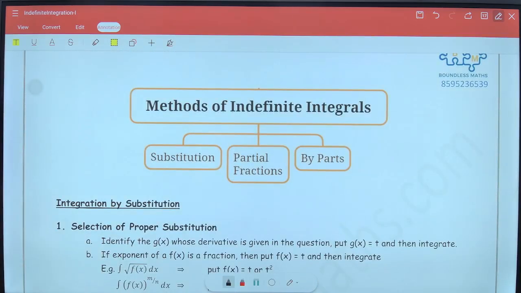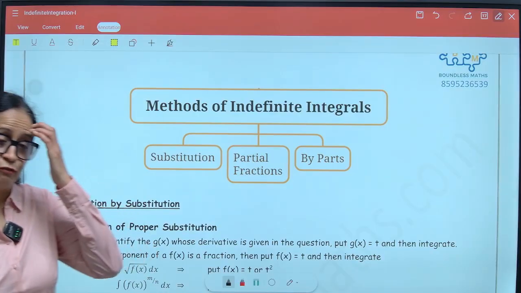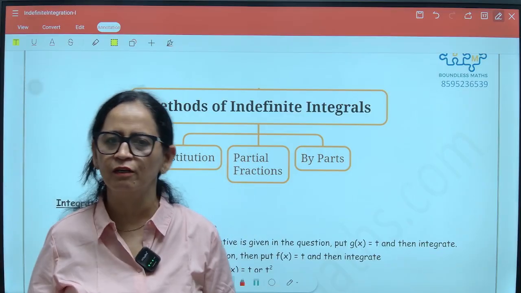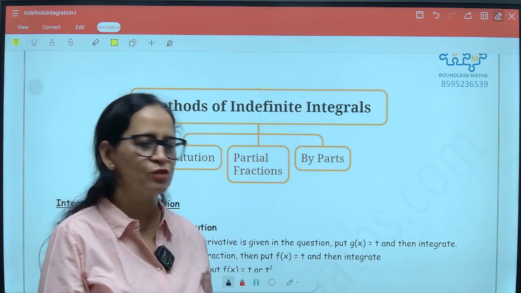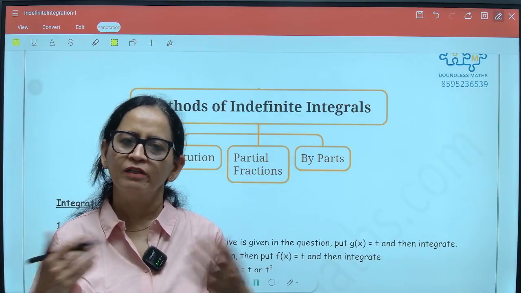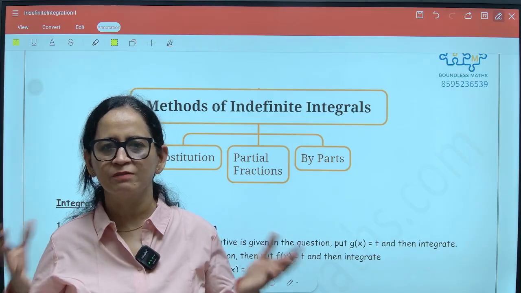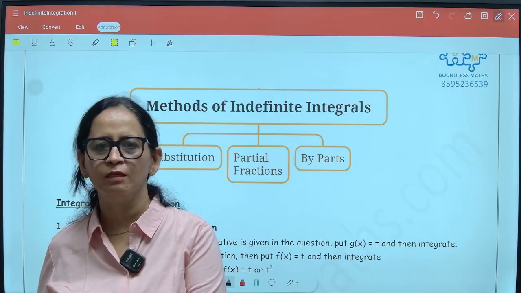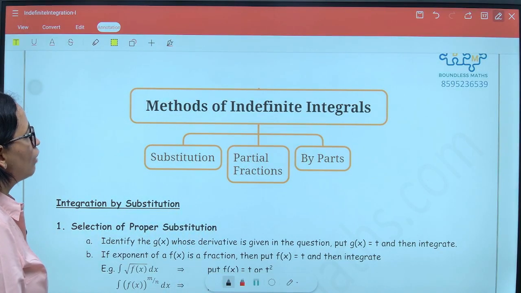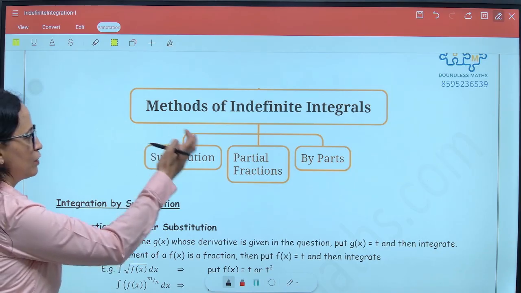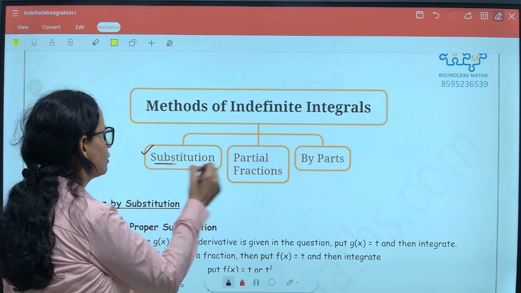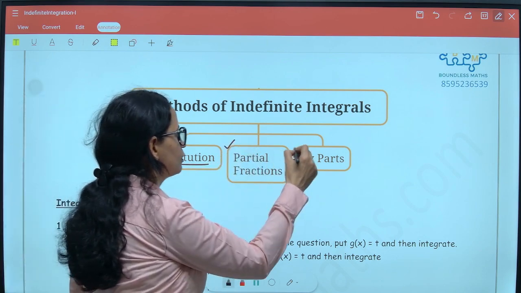Next is, now there are a few methods of doing indefinite integrals apart from these primitive and standard formulas or rational expressions. So this was something very basic where you had some polynomial or a rational polynomial, or you had some standard integrals that you could easily convert to their integral form, right? Now we have something called methods of indefinite integrals. There are 3 methods. The first one is substitution, next is partial fraction, and next is by parts.